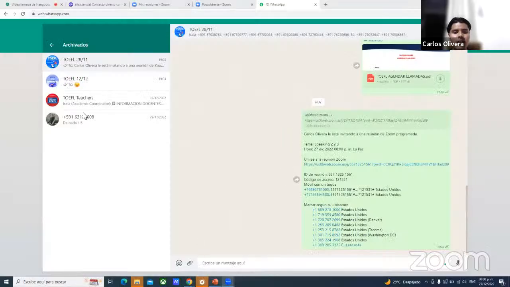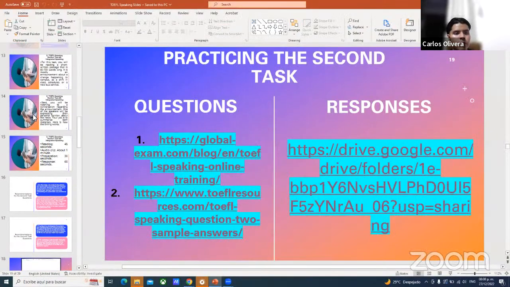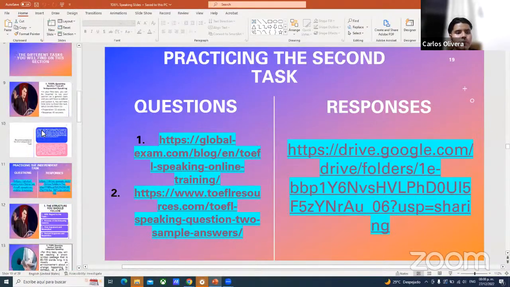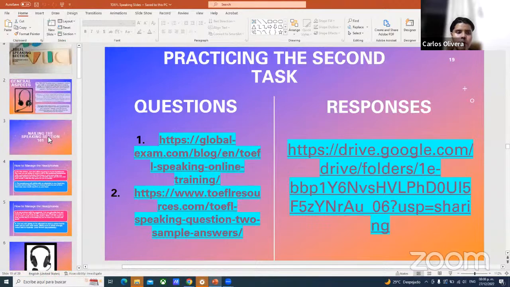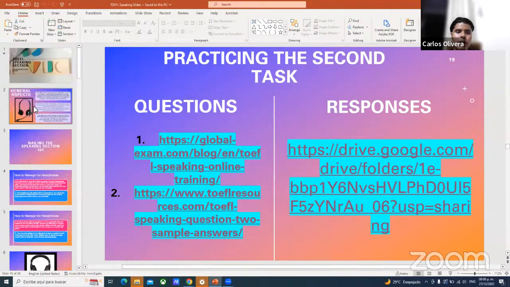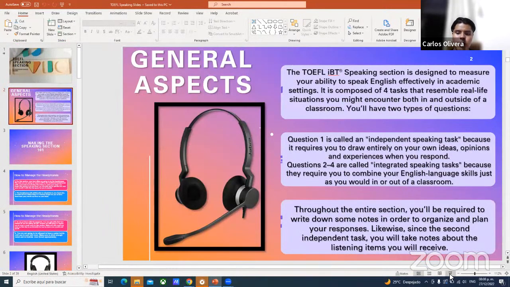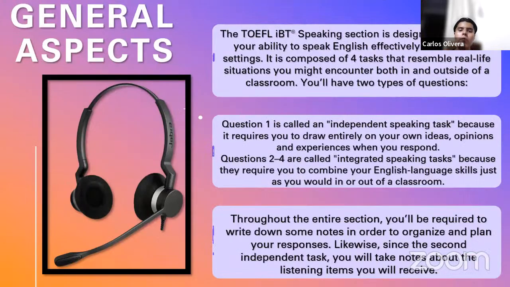So, well, let's start. I have prepared, of course, a presentation for you, and let us get into it. Remembering very quickly what we discussed last week, we said that the speaking section contains 4 different tasks. And remember that what I mean by task is simply a question, right? We have 4 different questions in the speaking section.